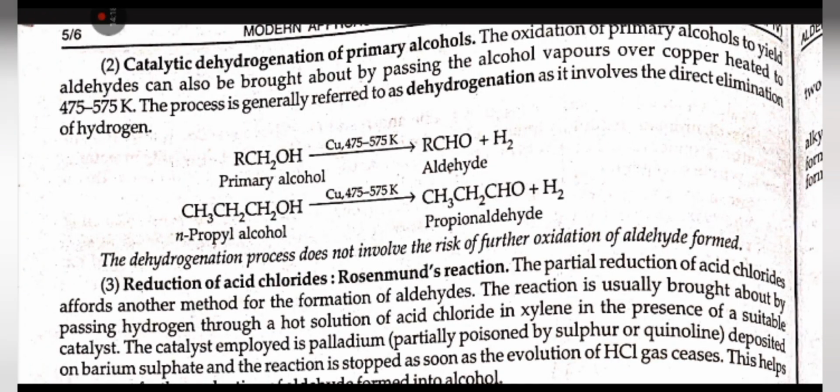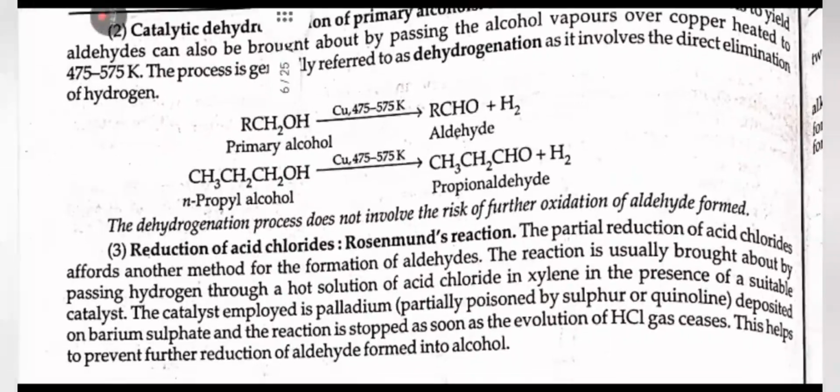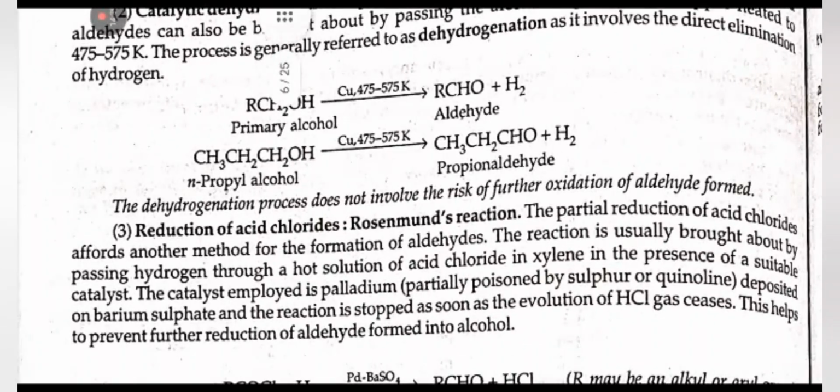The oxidation of primary alcohol to yield aldehyde can also be brought about by passing the alcohol vapors over copper heated to 475 to 575 Kelvin. The process is generally referred to as dehydrogenation as it involves the direct elimination of hydrogen.